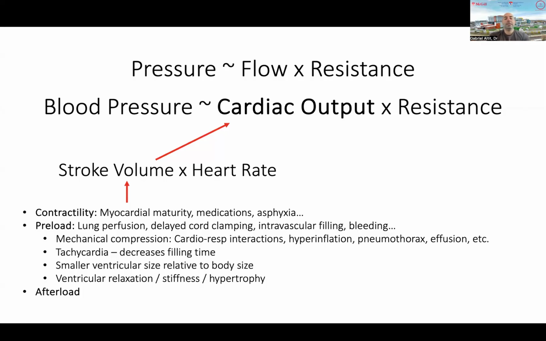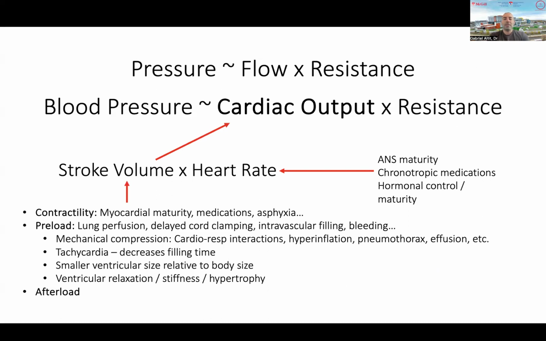Preload of the LV is impacted by the interatrial shunts as well as the lung perfusion, but also related to cord clamping, intravascular filling, and bleeding events. And we know that there are a lot of cardiorespiratory interactions that can affect preload. They're particularly more sensitive to tachycardia because it decreases filling time. And finally, afterload will also change depending on cardiorespiratory interaction and connections by shunts. The heart rate on its own may obviously be a compensatory mechanism, but there's a maximum to which you can compensate. Eventually, you'll start decreasing your filling time.